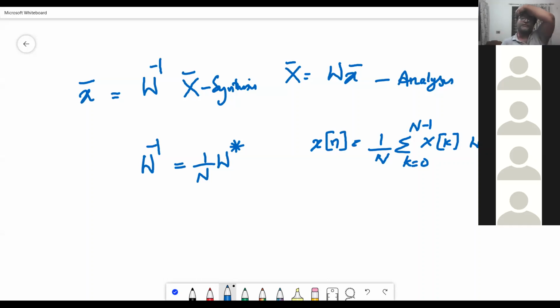So now observe that you have this Wn raised to minus nk. What is Wn raised to minus 1? That should be e raised to plus j2 pi by n, right? And that is the conjugate of e raised to minus j2 pi by n. So every element of the new matrix would be multiplied by a 1 by n, and you will have a conjugation of the complex exponential. So W inverse should be equal to 1 by n into W conjugate.